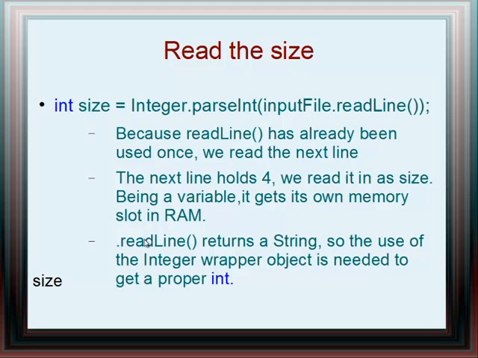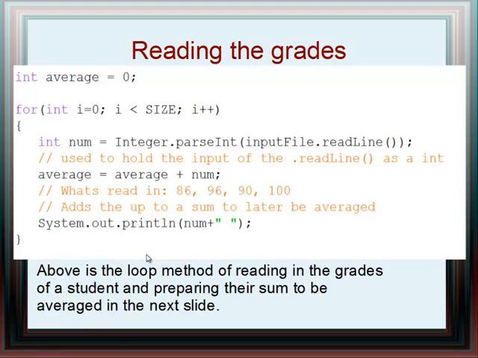And then we use .readLine. Because it returns a string, we have to use the Integer wrapper class in order to get a proper int, which is why we have Integer.parseInt here, and then have inputFile.readLine inside. This is just for residing in the size memory slot.